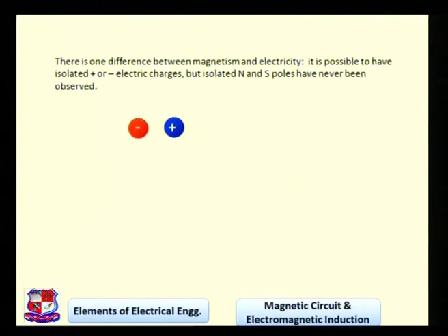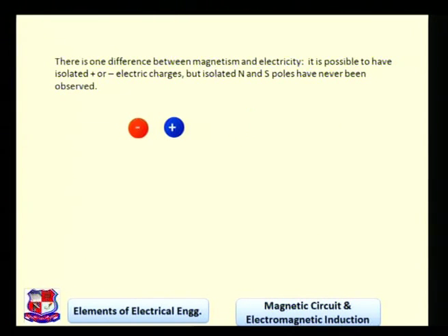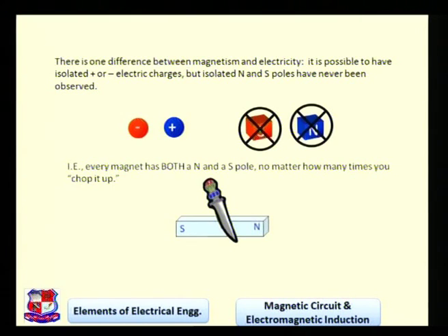Now friends, there are two charges. So in electrical field and magnetic field there is a difference. The difference is that if we take two charges, positive charge and negative charge, the two charges can be isolated, but the two S and N poles in magnetic field cannot be separated. It means that we cannot have a south pole or north pole alone. It always exists as a dipole.